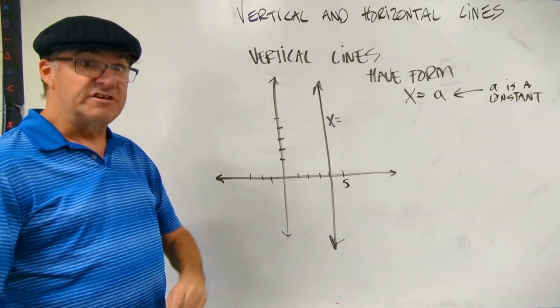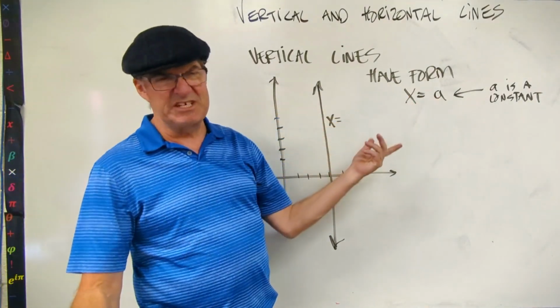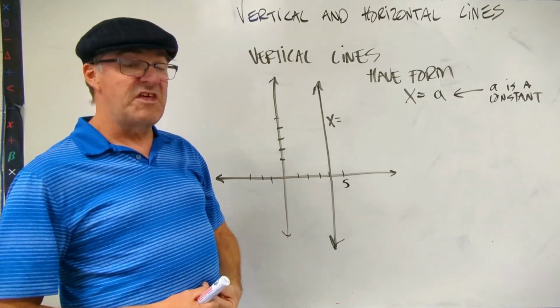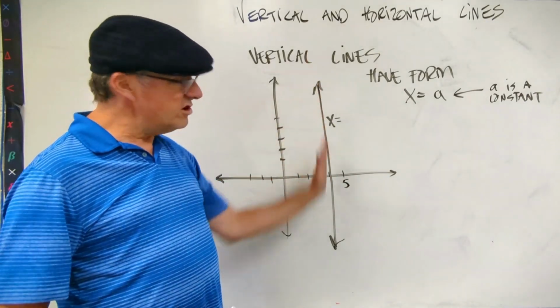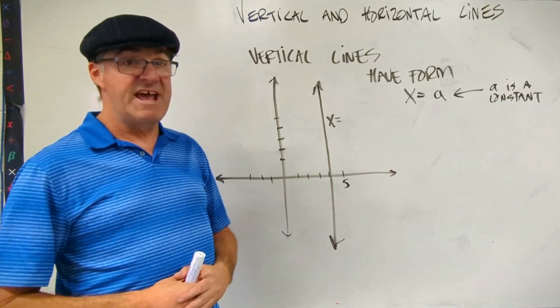Now, the equation of a vertical line is always x equals a. We're just using a different letter, but we mean the same thing. It's some constant, some number that never changes. So for a vertical line, y doesn't matter. It's completely determined by what x is.